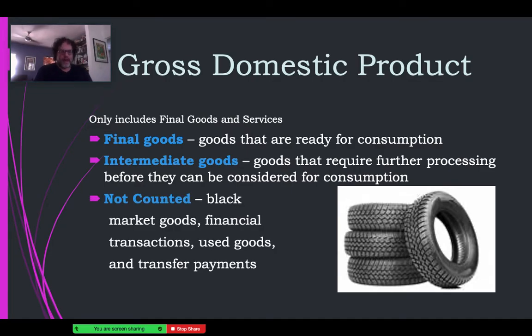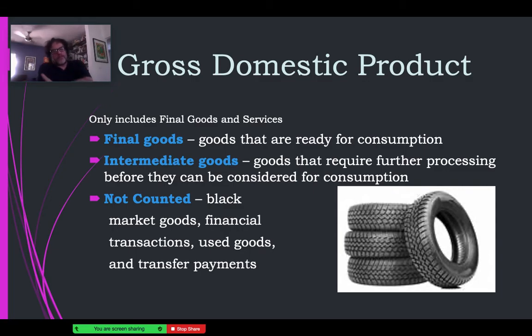Things that we don't count as part of GDP. We don't count black market goods, right? Drug transactions, things that are stolen maybe, stolen goods. We don't count financial transactions. We don't count stock and bond purchases, things like that. We don't count used goods because those were counted in the year that they were produced. So if I buy a 3-year-old guitar, right, we're not going to count that because it was counted when it was bought new. And we don't count transfer payments.